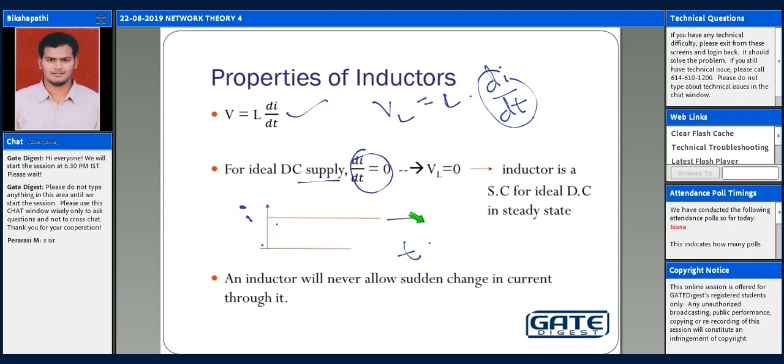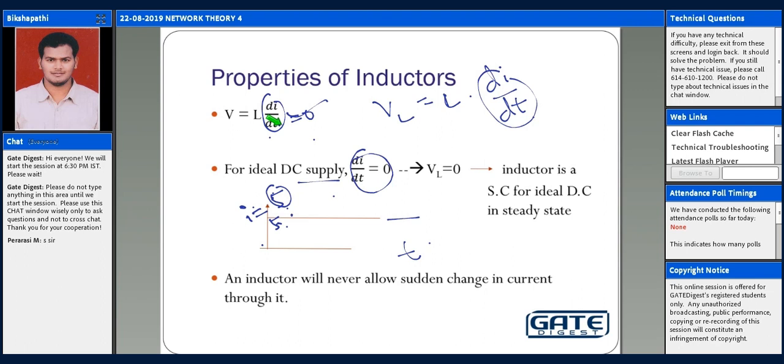If you differentiate this, what you will get is 0 only, because it's a constant value. If you differentiate a constant value, you get 0. If the current I is some 5, and you differentiate it with respect to time, you will get the value 0. Mathematically also you can prove this. So why is this di by dt 0? According to the mathematical equation also, I can show you that.